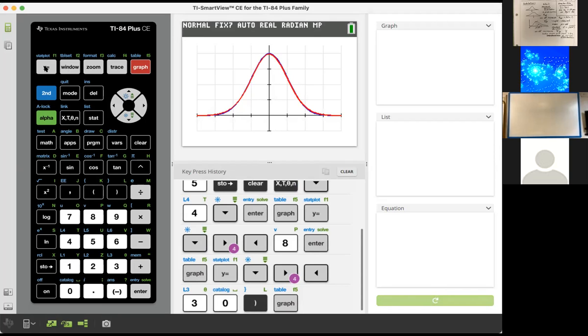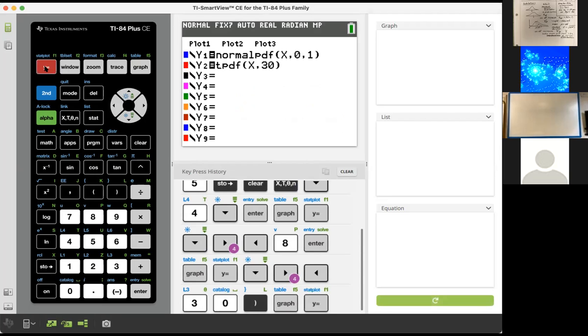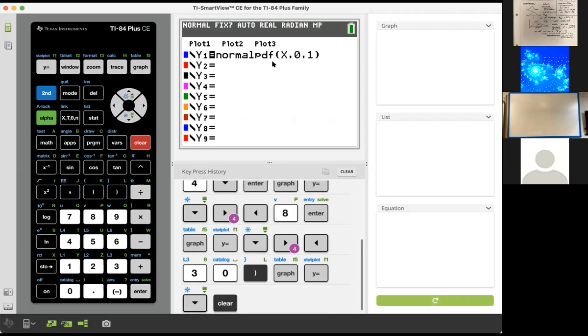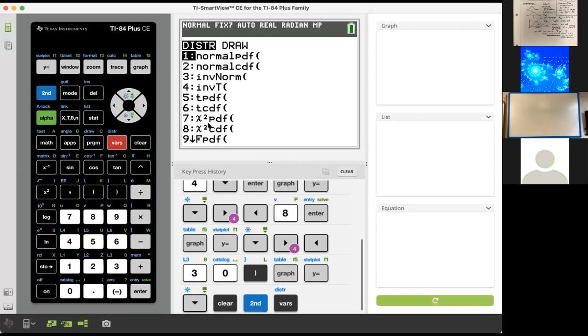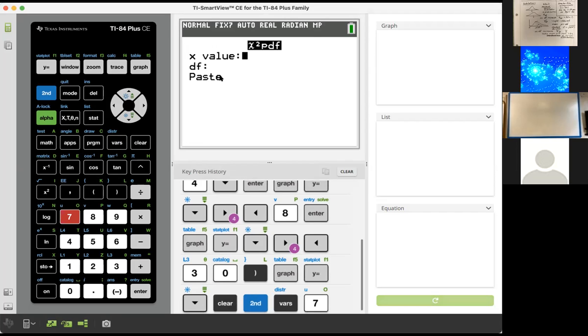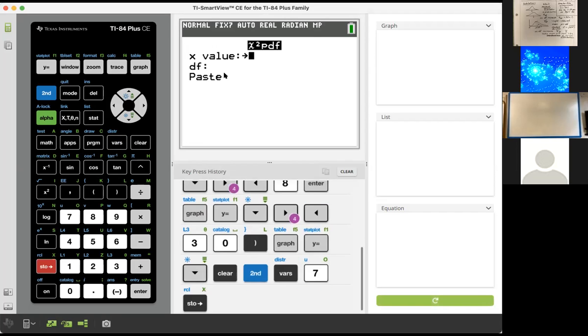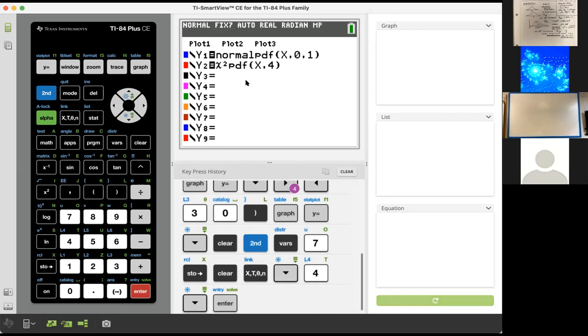Now let's pull up the chi-squared distribution. So I got a normal distribution here. Let me erase the T distribution and let me bring up the chi-squared distribution, also under distribution. It's a little bit farther down, number 7, the chi-squared probability distribution function. So I'll take number 7 and X right here. And I'll show you some different degrees of freedom. I did the T distribution with 4, so let's do 4 here. And graph it.